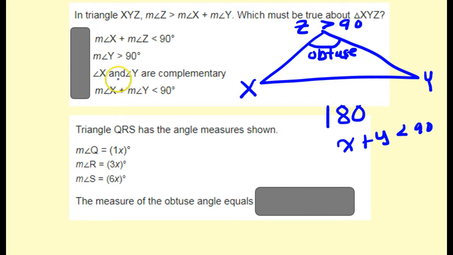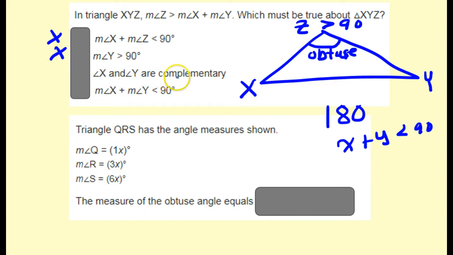Okay, so let's see if any of those things are here. Angle x plus angle z is less than 90. Well, angle z has to be bigger than 90 already, so we're not going to add something to it and then suddenly it'll be less than 90. So that one is wrong. Angle y is greater than 90. That's also impossible because angle z already has to be obtuse. You can't have two obtuse angles in the same triangle. You can't have two angles bigger than 90. So that can't be it.